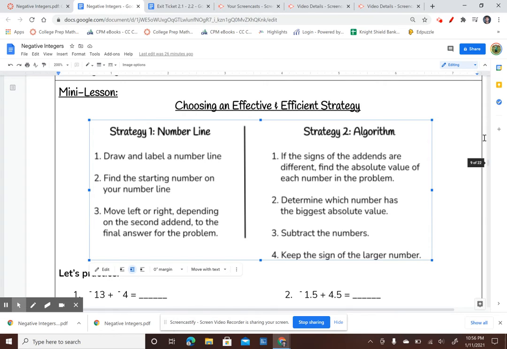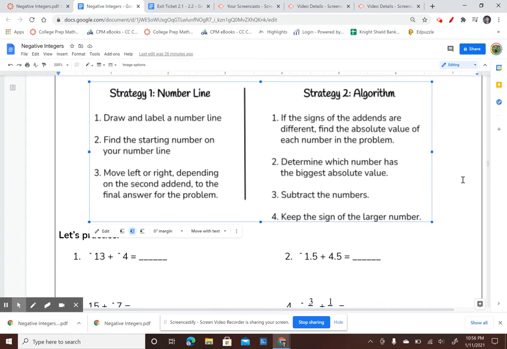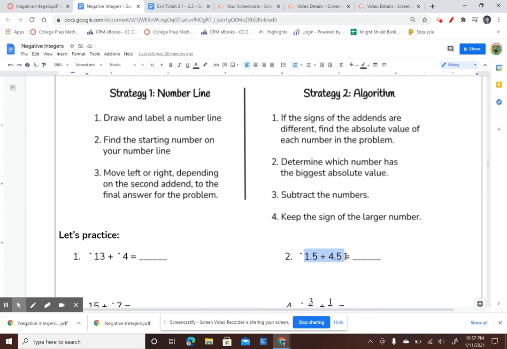And so we can also use strategy number 2, which was the algorithm. And we talked about if we have two numbers that are both negative or two numbers that are both positive, we just add them together and then take the sign of the negative or positive numbers. But then if we have a negative and a positive number in our expression, we have to take a look at which number is bigger. So let's go ahead and take a look more at the algorithm.